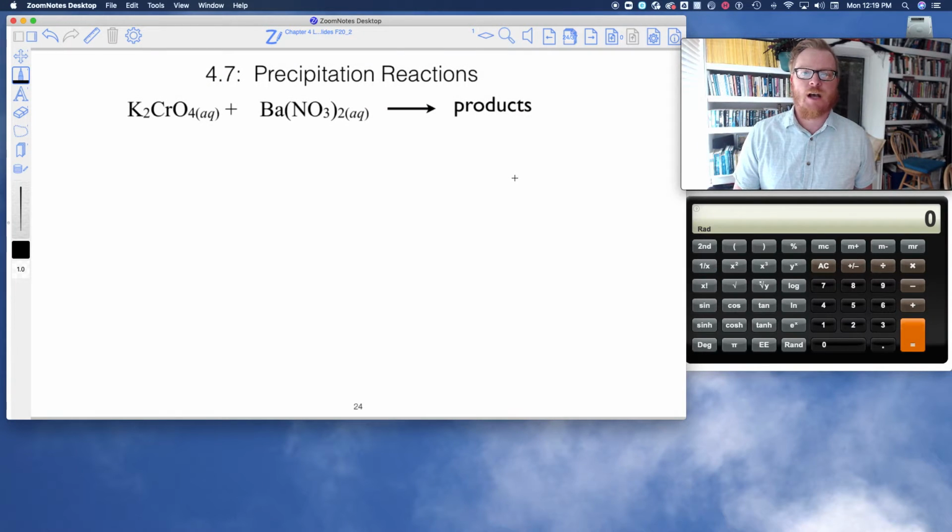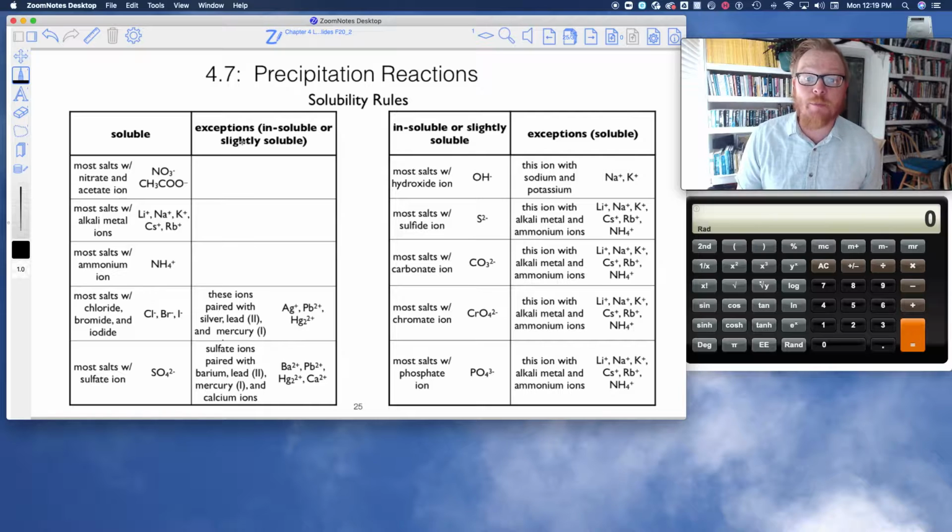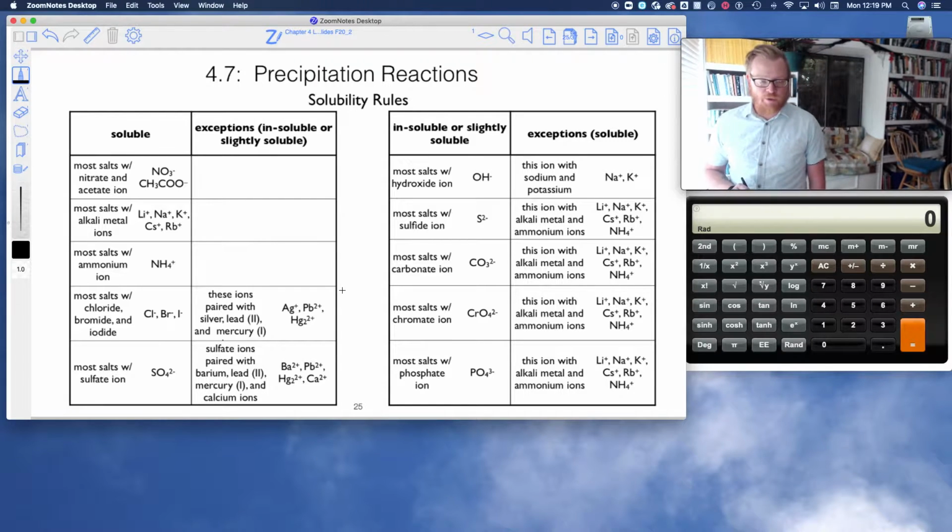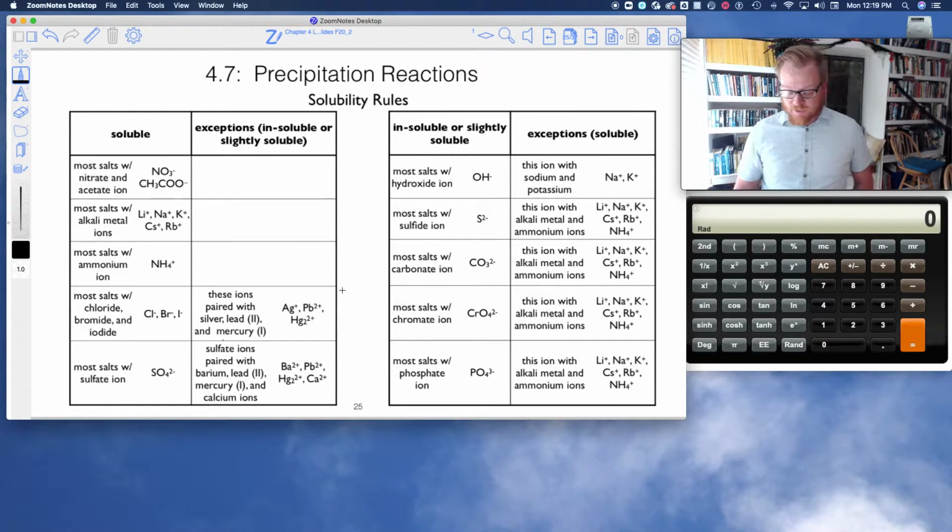And we have to use what's called the famous solubility rules to figure that out. I'm not going to make you memorize these solubility rules. You will be given these on an exam, or you'll be able to reference these, but you do have to know how to use these rules. We have two separate charts: the soluble chart, and the insoluble or slightly soluble chart.